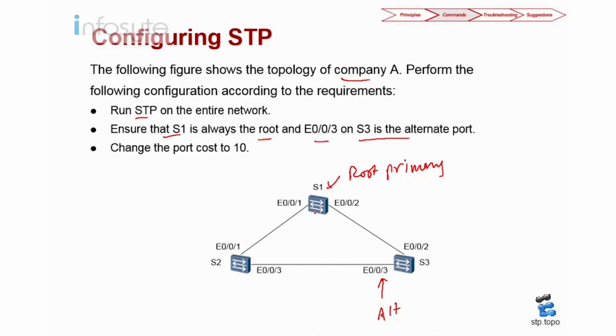Which means that if this is a root, we can make this one a secondary root. So if we have a root here and a secondary root here, basically switch number 3 will become the alternate port. So we have designated port, root port, designated port, root port, and we have the alternate port over here. And finally we are going to change the port cost to 10. We have to go to the individual interface to change the port cost to 10. Alright, so let's start the lab now.